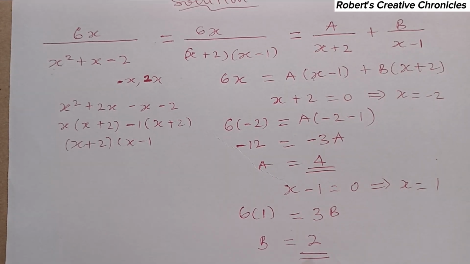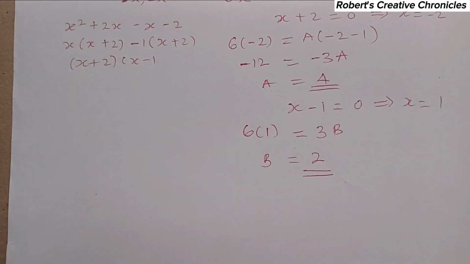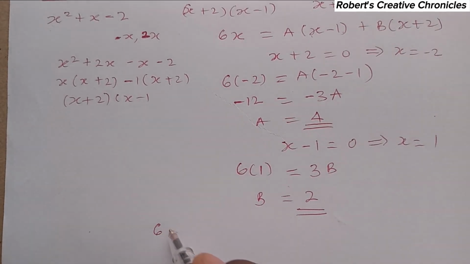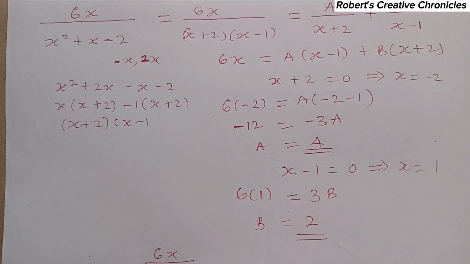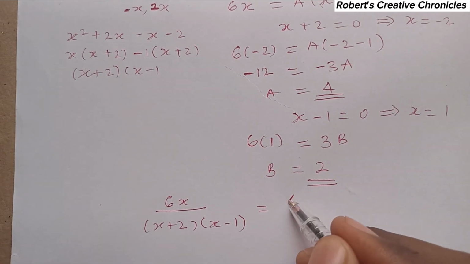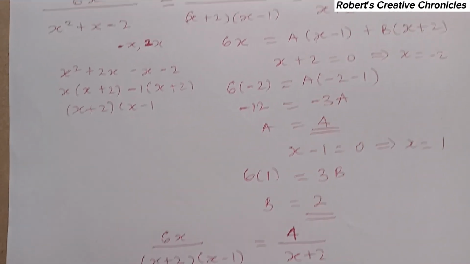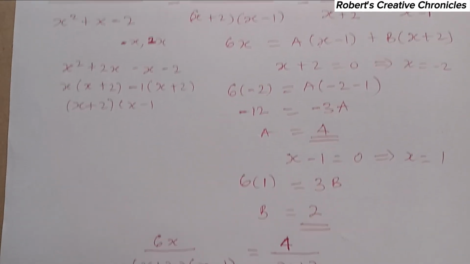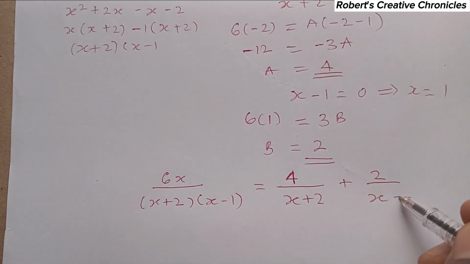So A is 4, B is 2. Now we can express this as partial fractions. 6x over x plus 2 times x minus 1 equals 4 over x plus 2 plus 2 over x minus 1.